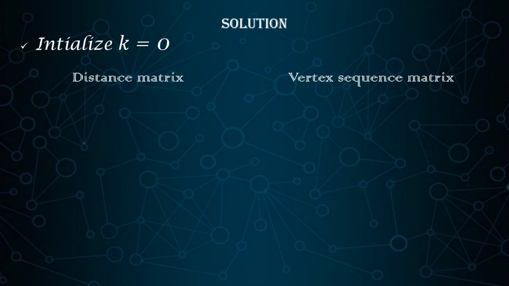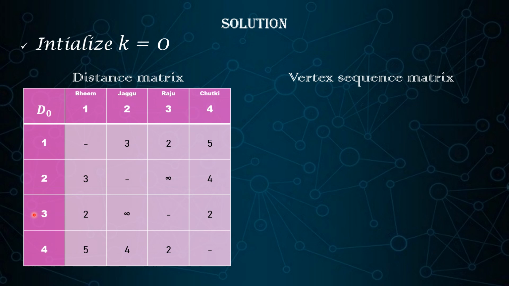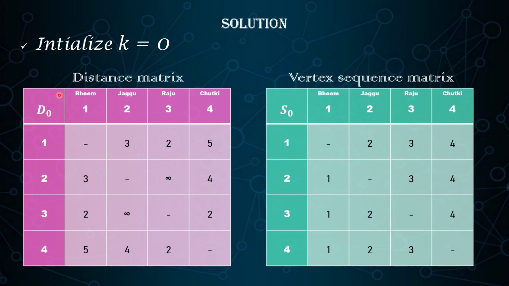The solution of the given problem starts by initializing k equal to 0 and by constructing the distance matrix and vertex sequence matrix, that is D0 and S0. For our convenience, let us consider Bheem to be vertex 1, Jaggu to be vertex 2, Raju to be vertex 3, and Chutki to be vertex 4.